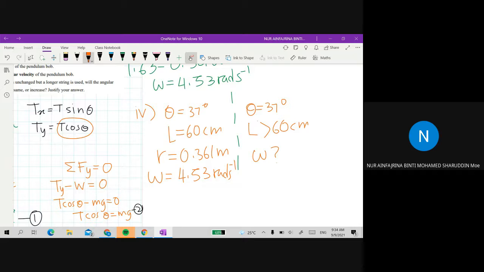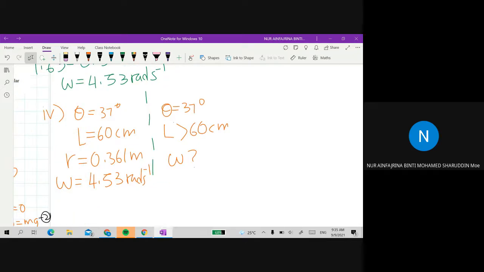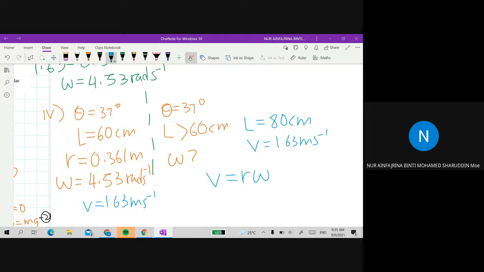Now let's try for this situation where the length is much longer. For example, I use the length of 80 centimeter, but I fix the V. The V is going to be fixed. Tadi kita kira kita dapat berapa ya V? 1.63. Miss akan fixkan V dia. Then Miss akan masukkan balik dalam formula V equals to R omega, but I'll find the radius first.